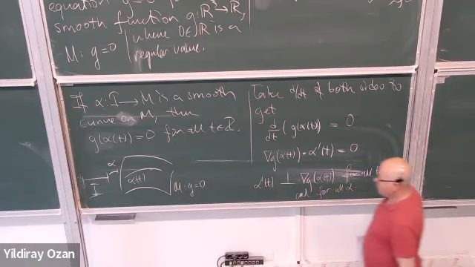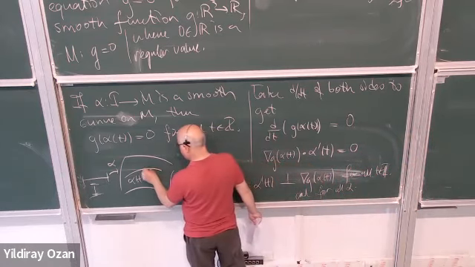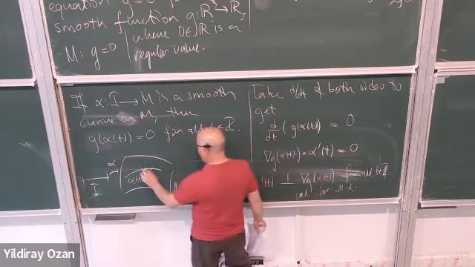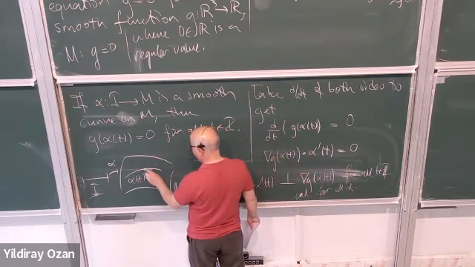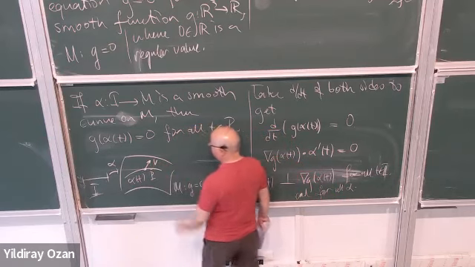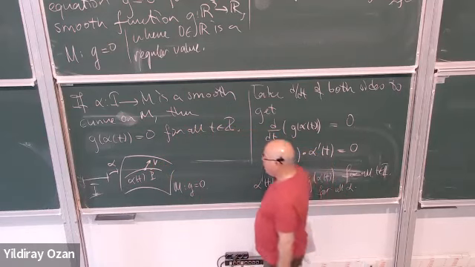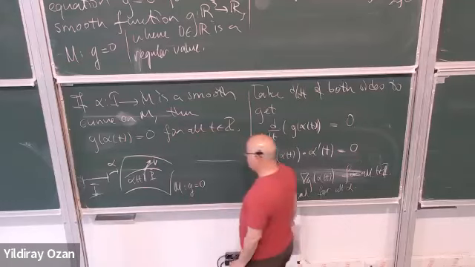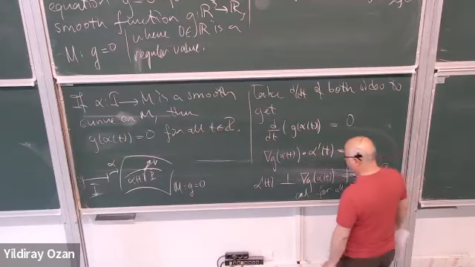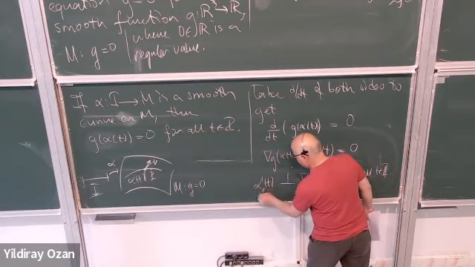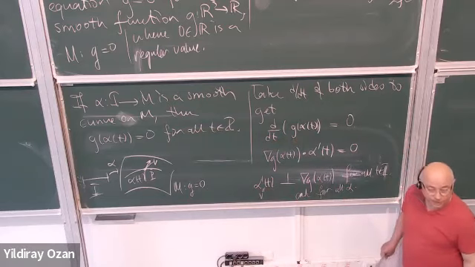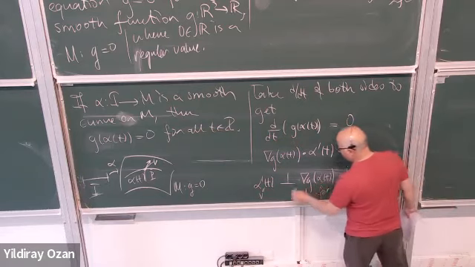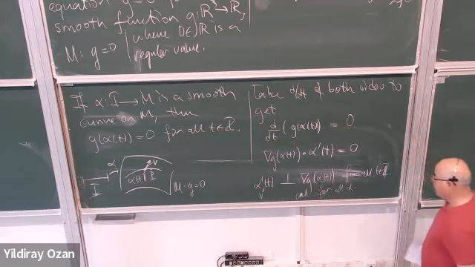Well, I can choose a curve along any tangent vector, right? Give me a tangent vector at this point. I can always find a curve which is tangent to this vector, meaning that this could be an arbitrary tangent vector. So this means what? The gradient is perpendicular to any tangent vector.